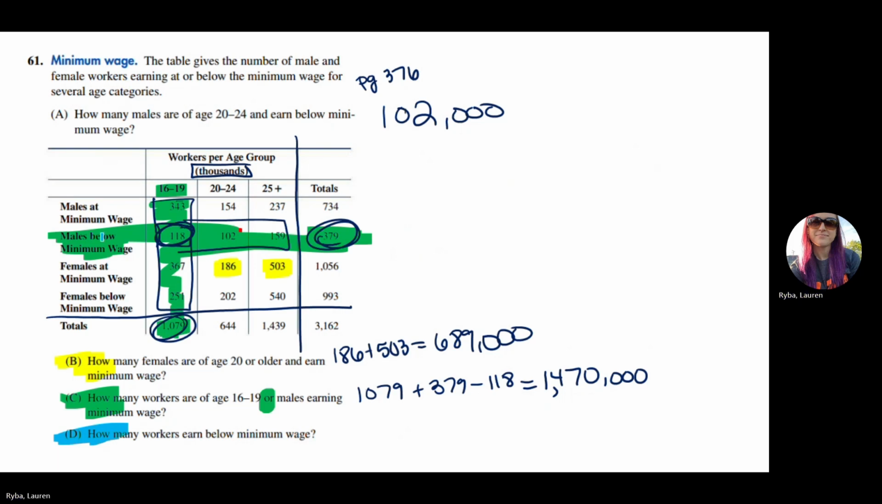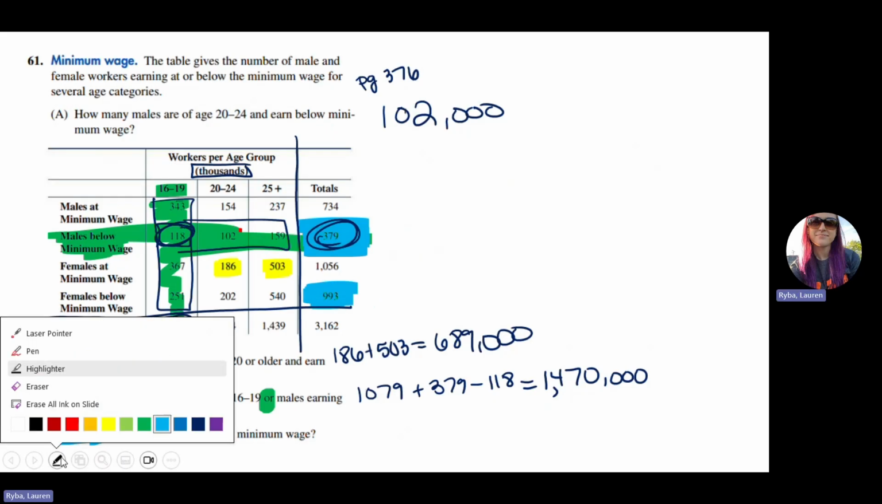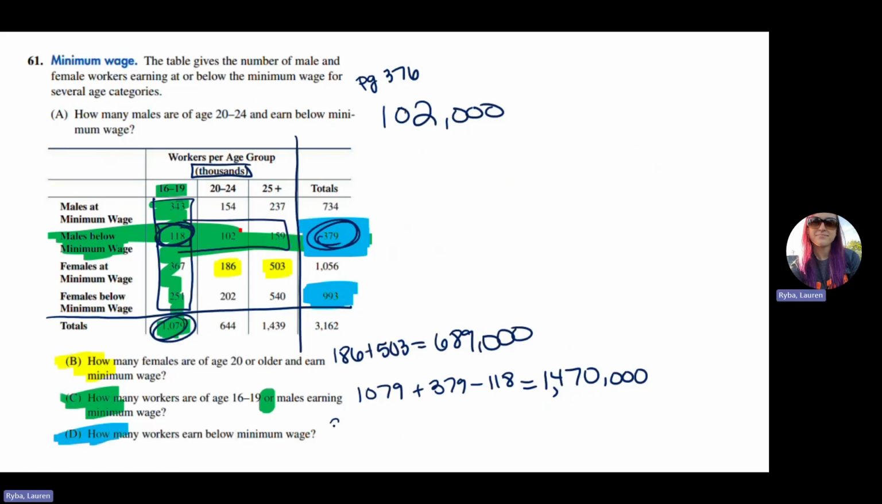And then D is asking how many workers earn below minimum wage. So below minimum wage is this. Female below minimum wage is that one. So then I can just add those 379 plus 993 is 1,372. Add the 3 zeros. So 1,372,000. All right, got 2 more problems. And then you guys have your quick check and we'll be done for today.